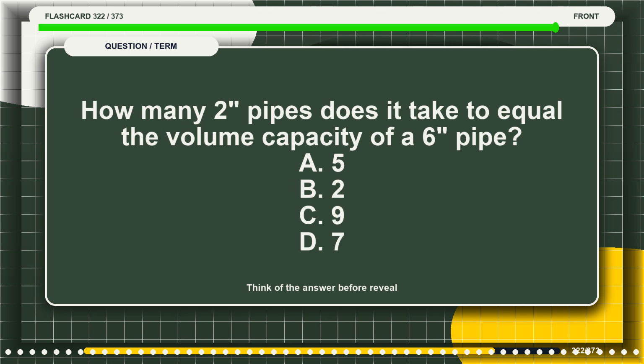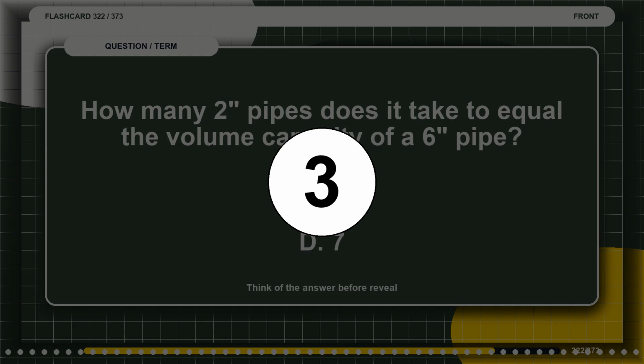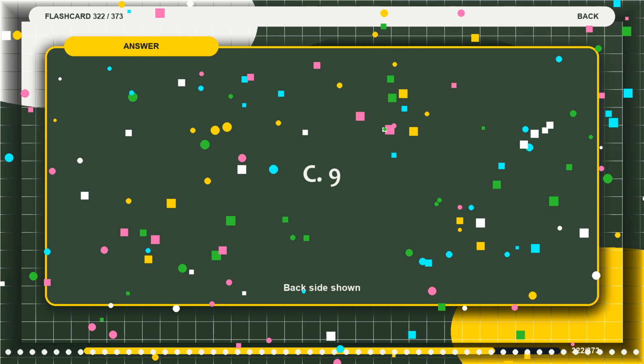Flashcard 322. How many 3-inch pipes does it take to equal the volume capacity of a 9-inch pipe? A. 5, B. 2, C. 9, D. 7. Think of the answer before the reveal. The answer is C. 9.